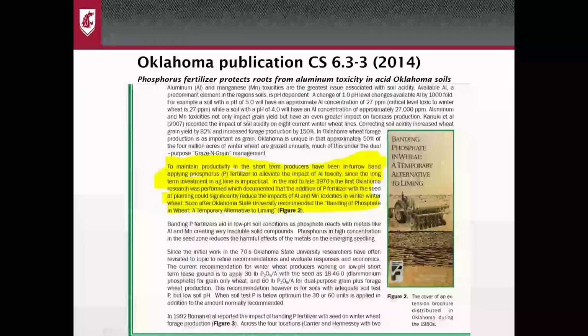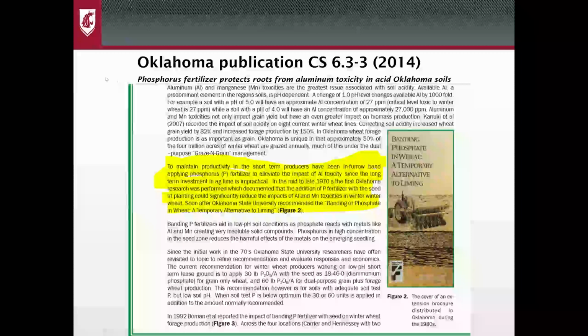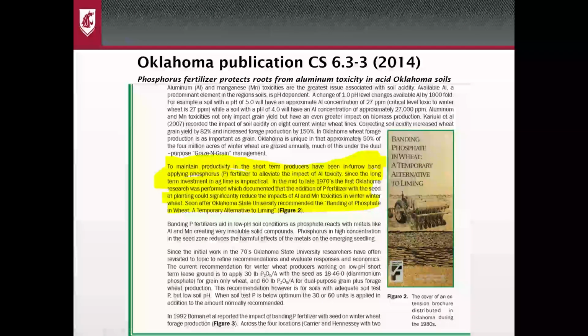And if you poke around a little bit, this happens to be a publication from Oklahoma State University, but you can find similar publications from University of Kentucky, Kansas State, other states who have acid soils and grow cereal crops. So the title of this publication is Phosphorus Fertilizer Protects Roots from Aluminum Toxicity in Acid Oklahoma Soils. You can find this online, and it's a bit surreal when you read this.